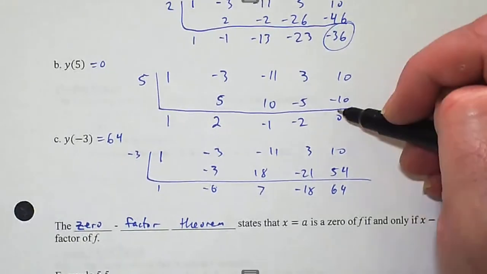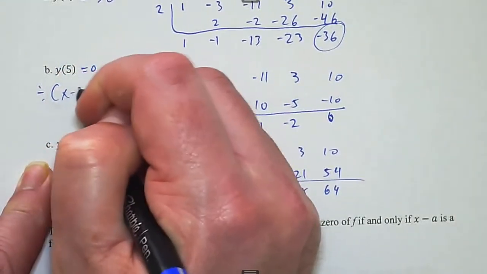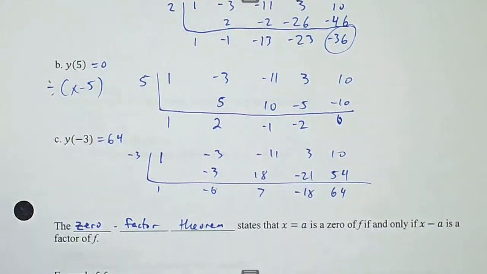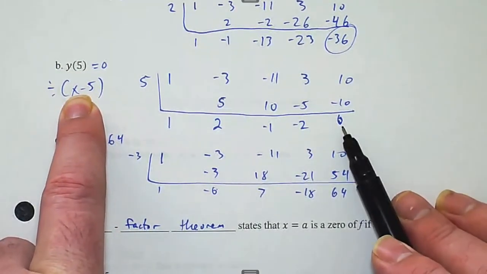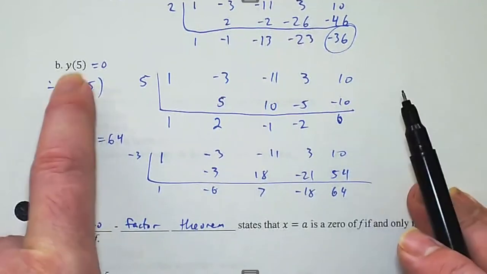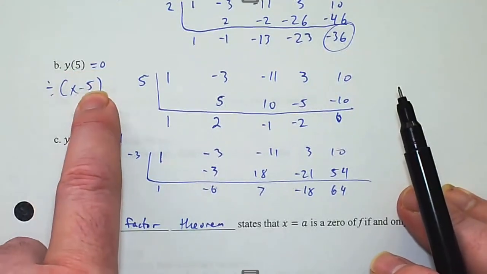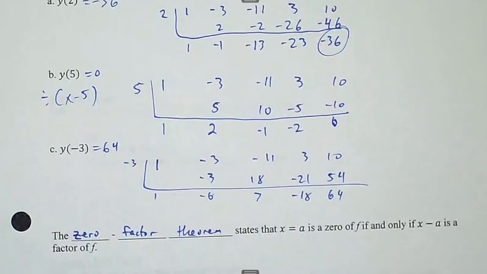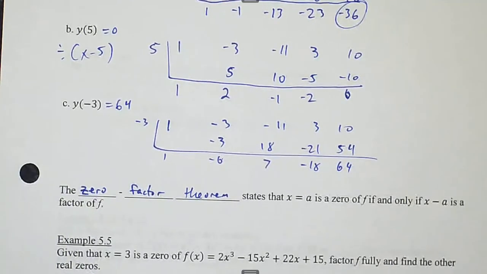We've got a remainder of 0 here when we divided by x minus 5. We know from our definition that means x minus 5 is a factor. And we also know that f of 5 then equals 0. So we know 5 is a 0 and x minus 5 is a factor. We find that out at the same time because the zero factor theorem is basically saying the same thing. If I say 5 is a 0, you could hear that as x minus 5 is a factor.